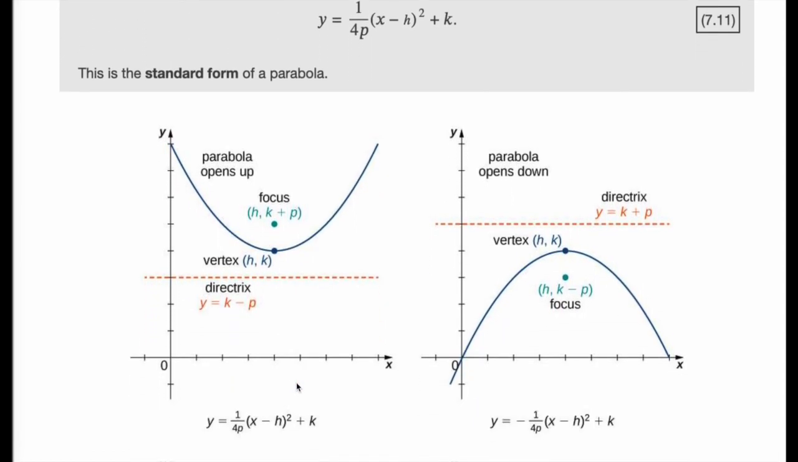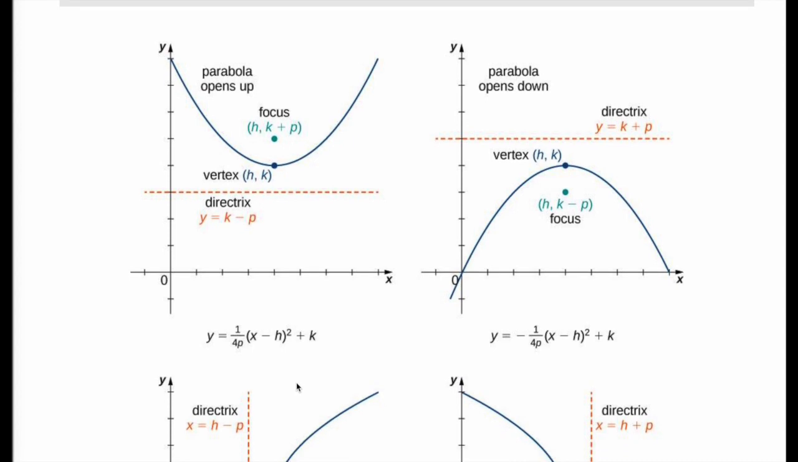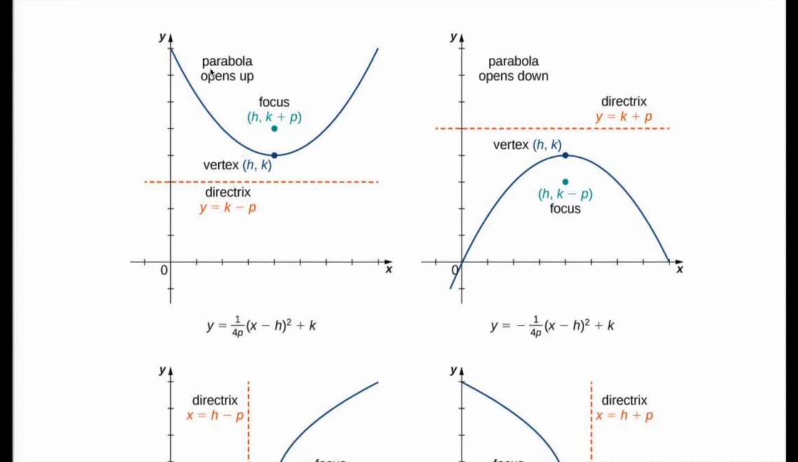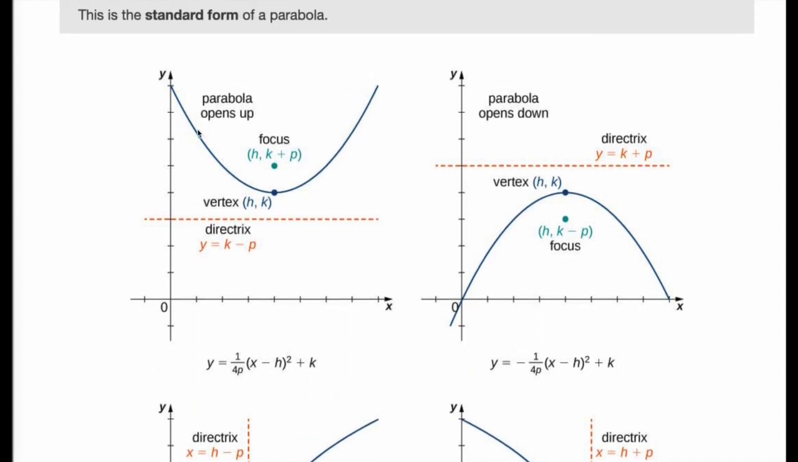So here are all the different ways that your parabola can open. If it opens up or down, then we have a quadratic function, and our x minus h quantity is squared. So we're going to have an x squared here. When it opens up, our directrix will be below the vertex. When it opens down, our directrix will be above it.